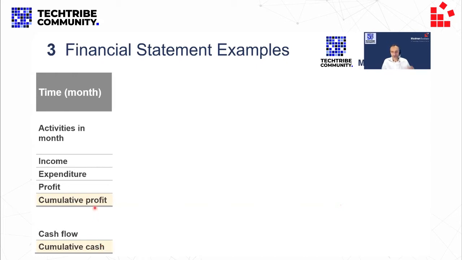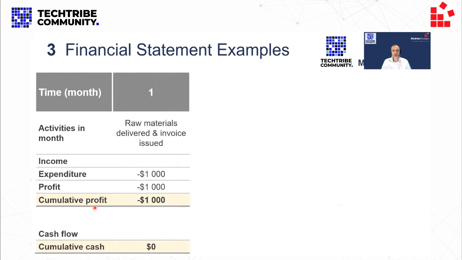They confuse profit with cash. And even though in the long term, these two things correlate, in the short term, they don't necessarily agree. And I want to illustrate this through some simple activities in the company. So let's say that Factoria has received an order from a customer. So they don't have the raw materials in stock, but they order the raw materials.